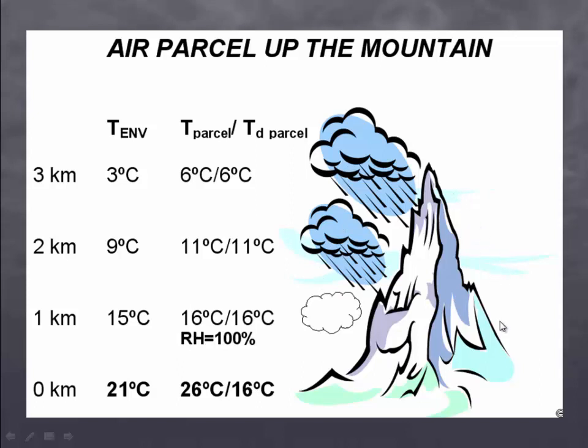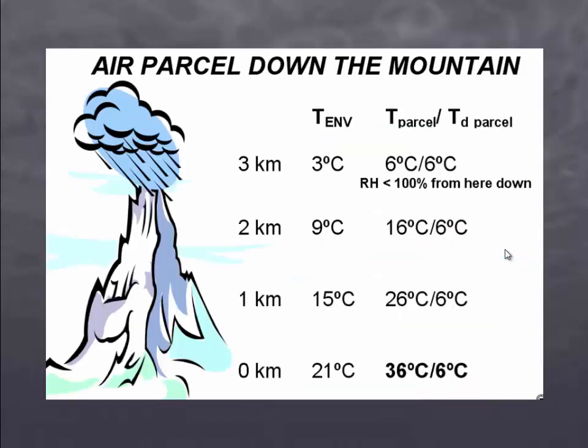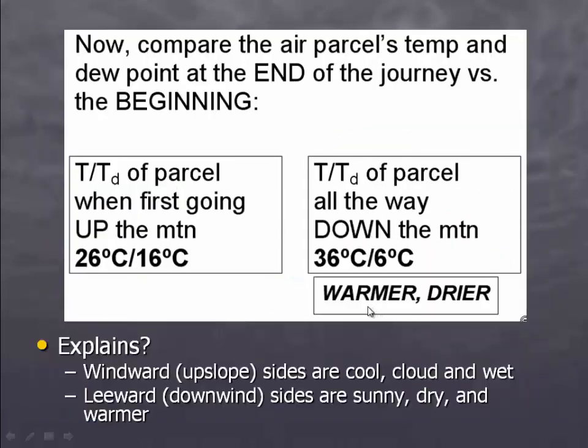So very few clouds and little precipitation and very little vegetation will be found on the leeward side, as opposed to the windward side where the air is hitting the mountain and rising up. Okay, so the windward sides of mountains will always have upslope sides: cool, cloudy, wet, lots of vegetation. The leeward sides or the downwind sides are sunny, dry, and often very warm with little vegetation.